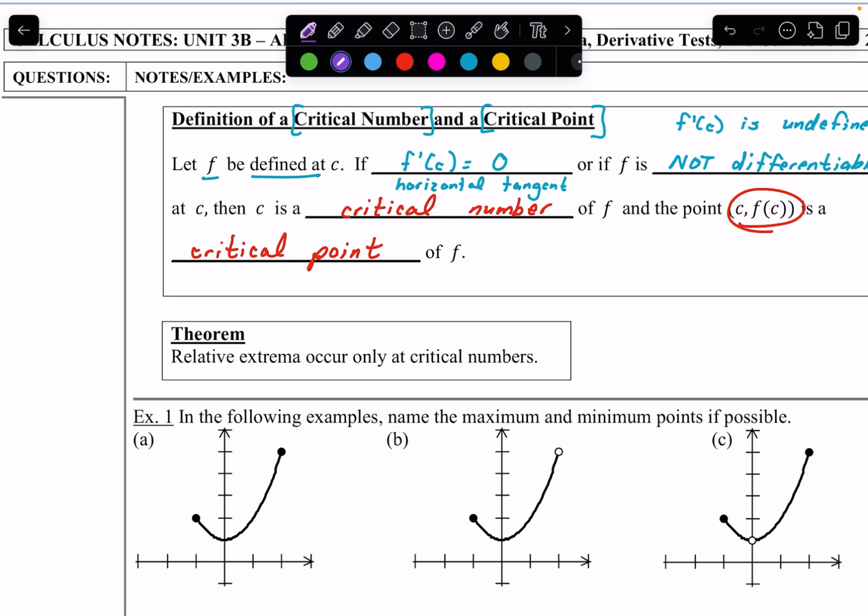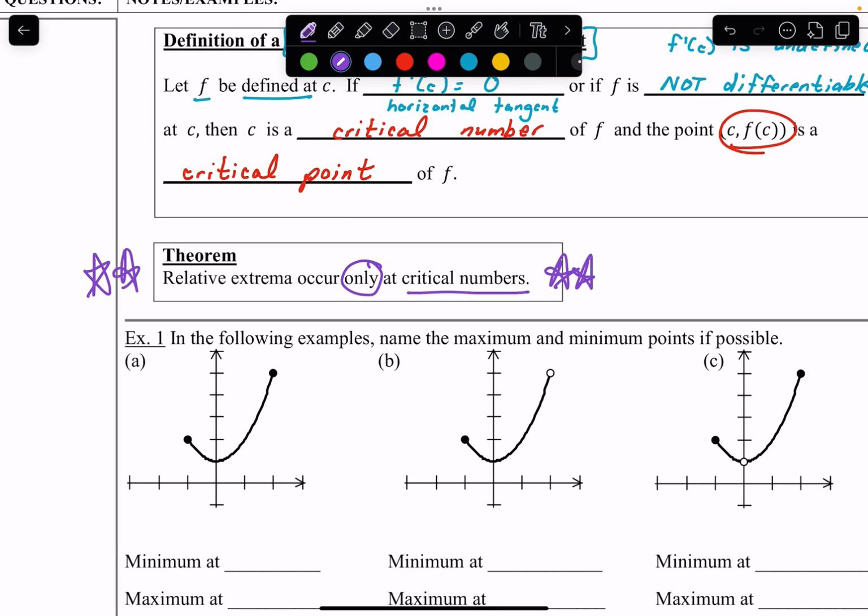Now, why is this critical? Why is this important to what we are doing? It is a critical thing. It's because of this theorem. And this theorem says that relative extrema occur only at critical numbers. So if I want to analyze relative extrema, I'm going to have to first start with what are the critical numbers of that function. So that's a big deal.